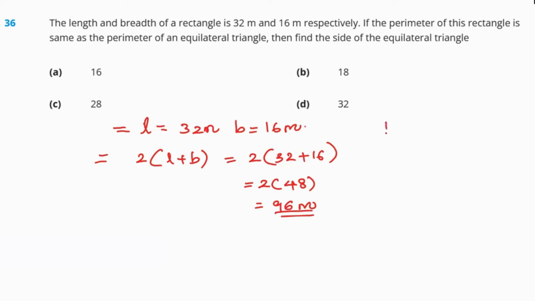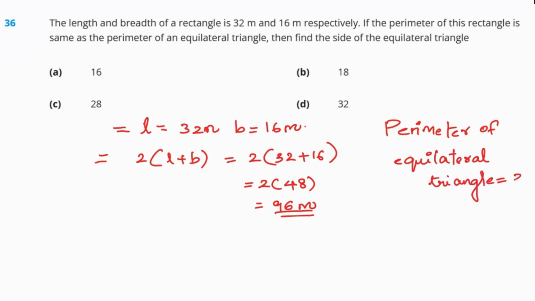In the question, it is said that the perimeter of the rectangle is the same as the perimeter of an equilateral triangle. What is the speciality about an equilateral triangle? All the sides will be equal. So the perimeter of an equilateral triangle is 3a. That is 3 times the side. We have to add all the sides, 3a. So 3a is equal to 96.